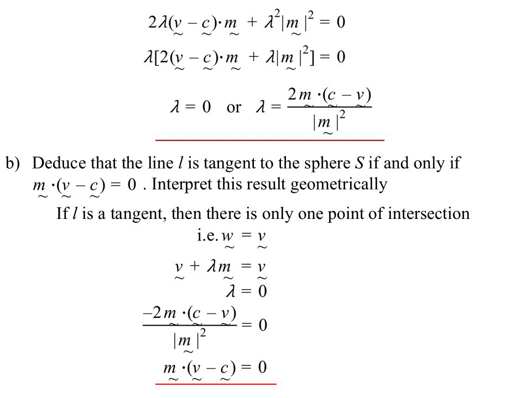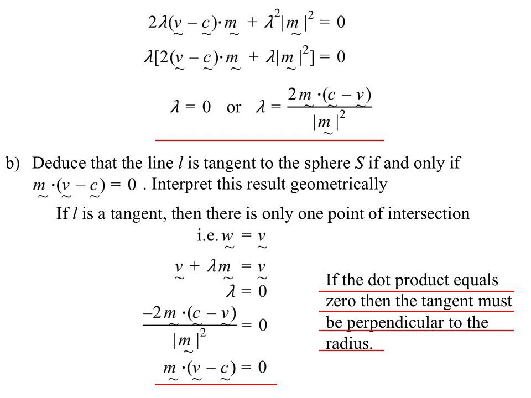But what does this now mean? Well, it means that the tangent is perpendicular to the radius, because dot product equaling 0 means those two things are perpendicular to each other. The same result we saw in 2 dimensions. Tangent is perpendicular to the radius. The same result happens in 3 dimensions as well.